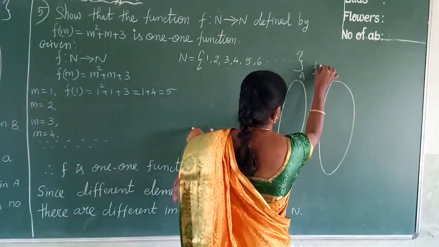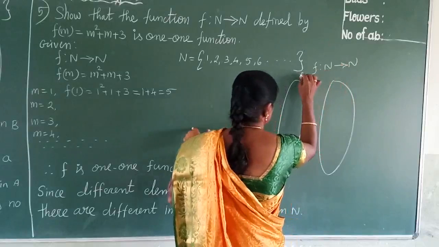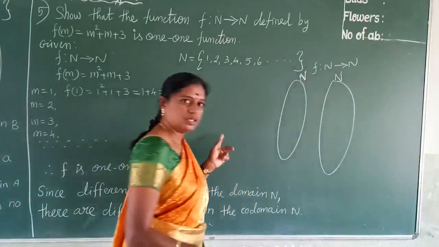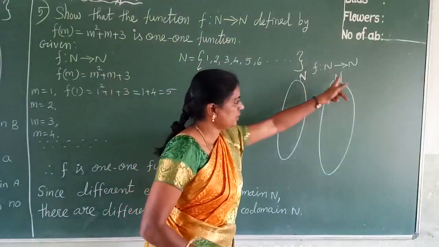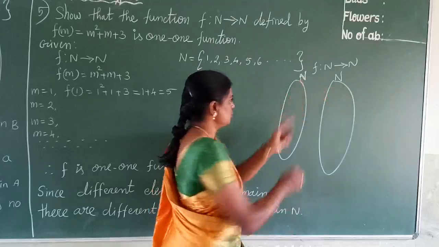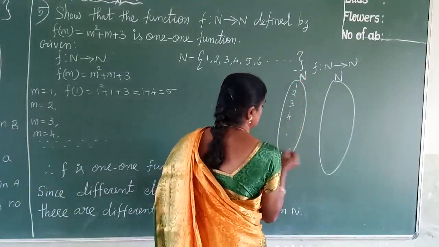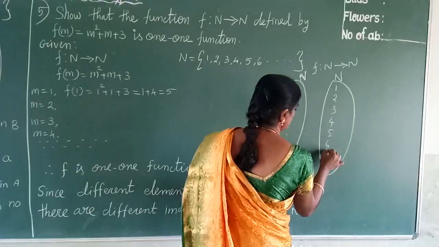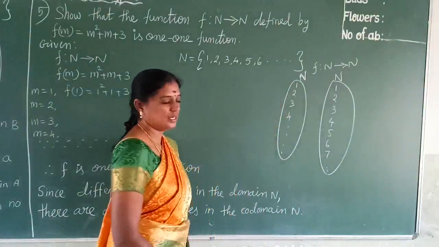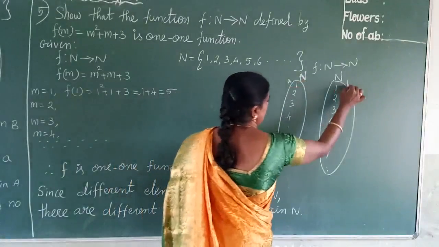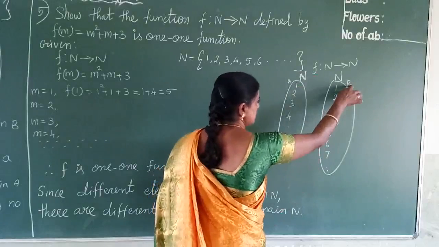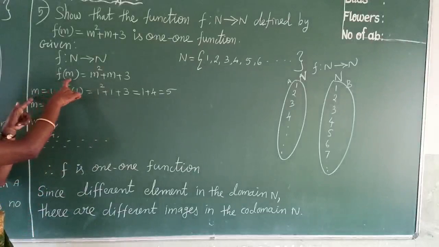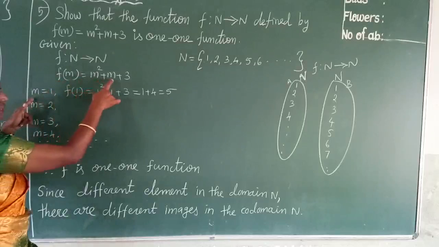So that is A, f such that N to N. A is the domain, natural numbers, B is the codomain, also natural numbers. So here 1, 2, 3, 4, etcetera. The codomain, that is B, is N: 1, 2, 3, 4, 5, 6, etcetera. Is it clear? How do we apply it? Here instead of x, what is given? m. So f of m is equal to m square plus m plus 3.